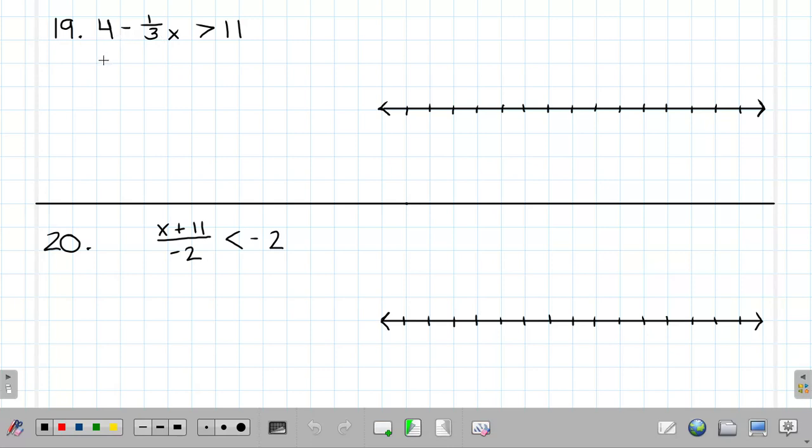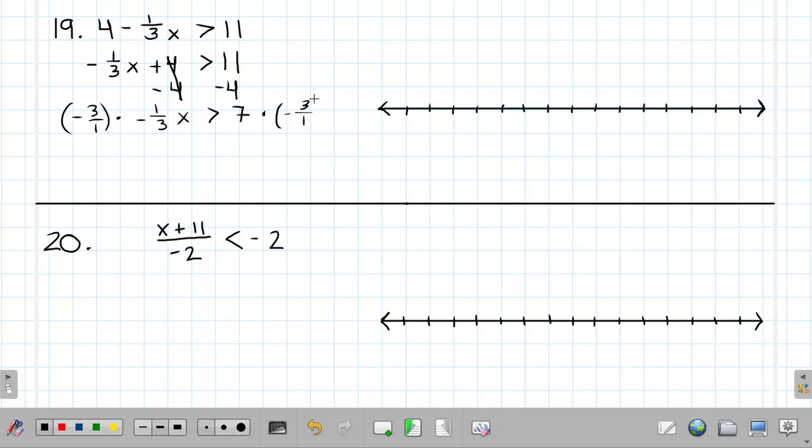So same thing here. I'm going to take a little bit of a shortcut where, once again, all I'm doing is rewriting this to have this in the same form, and then we just solve like normal. So minus 4, negative 1/3 x is greater than 7. Multiply times negative 3 over 1, so multiply times the reciprocal. Those go away, leave us with x. We multiplied by a negative, though, so instead of greater than, this is going to be less than. Positive times a negative is a negative.